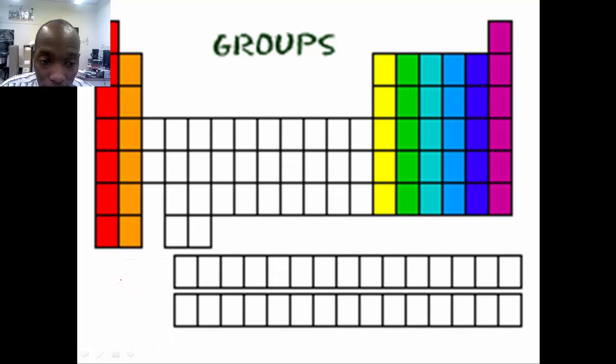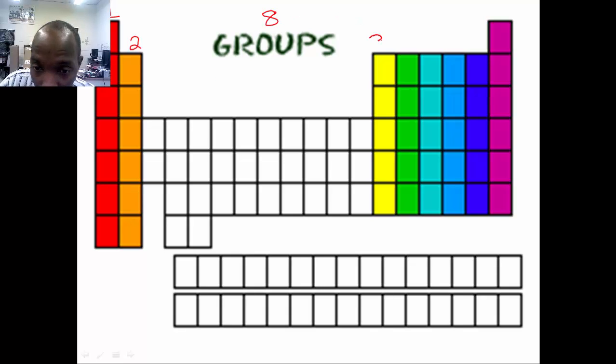Alright, so the more you can react, the more reactive you are. The least you can react, the least reactive you are. So all the elements in group 1 have one valence electron. And remember that magic number of 8. So that means that they have a possibility of trying to find 7 valence electrons. Alright, all the elements in group 2 have 2 valence electrons.